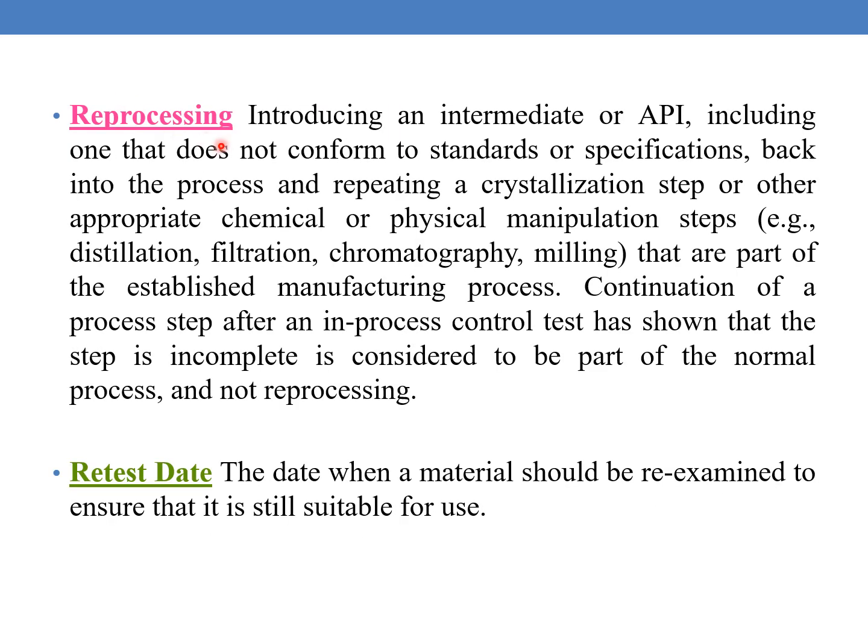What is reprocessing? Introducing an intermediate or API, including one that does not conform to standards or specifications, back into the process and repeating a crystallization step or other appropriate chemical or physical manipulation steps. For example, distillation, filtration, chromatography, milling that are part of the established manufacturing process. Continuation of a process step after an in-process control test has shown that the step is incomplete is considered to be part of normal process, not reprocessing.